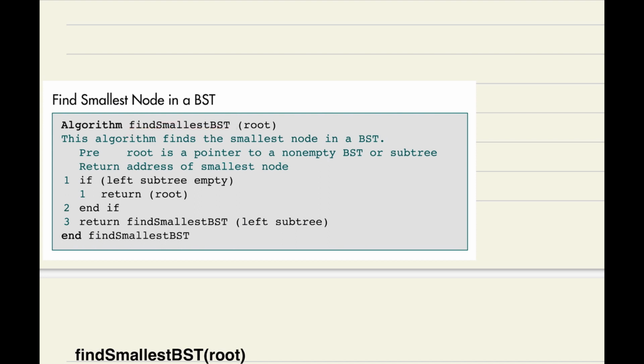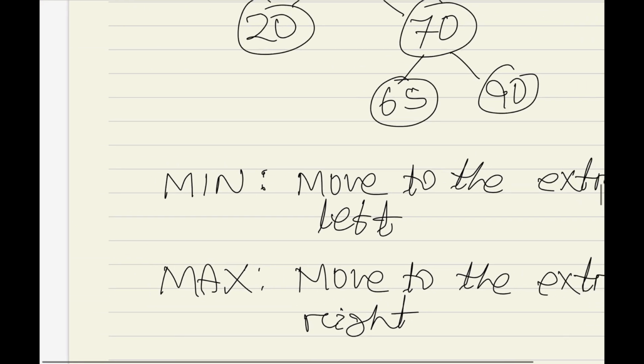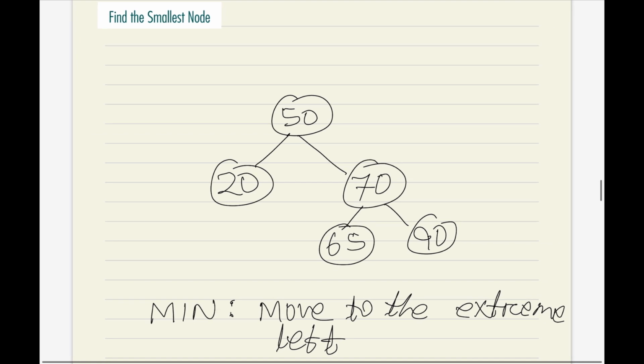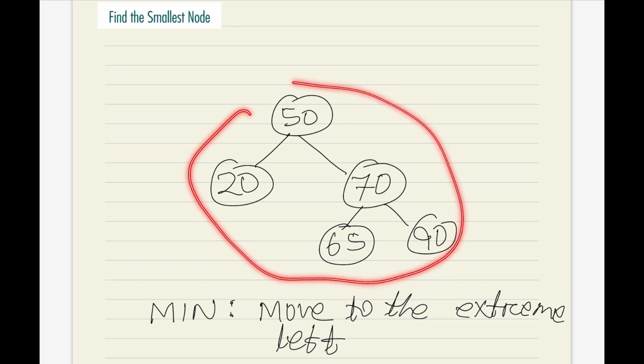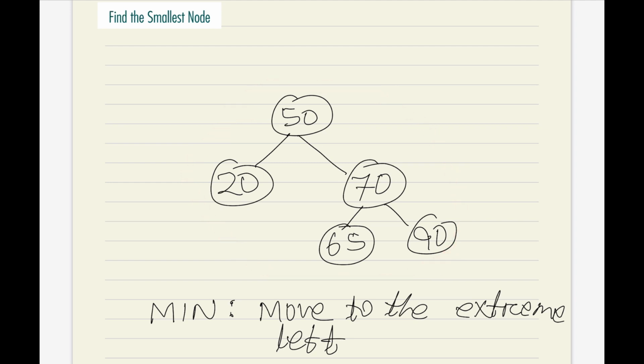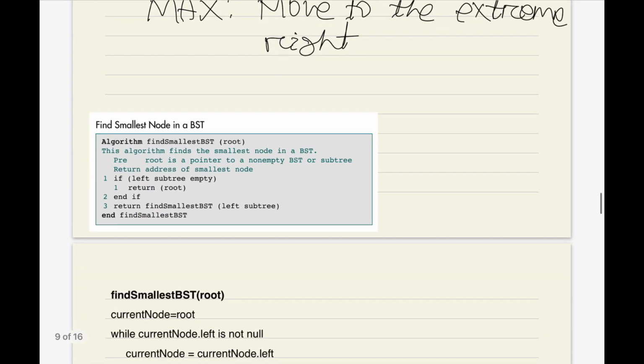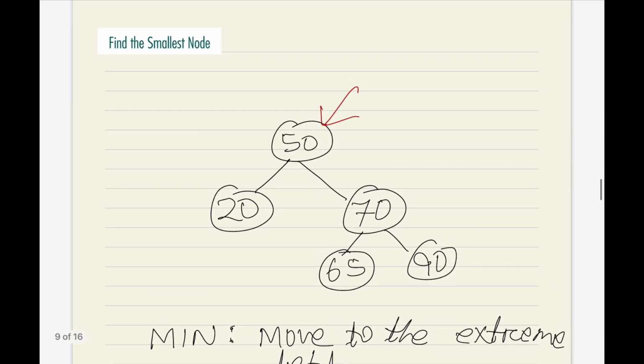Consider the figure like this. We want to find the smallest value or minimum value in this binary search tree, and here the reference to root is given. Now, check whether the left subtree of this root is empty or not. In the first step we are writing, if left subtree empty, return root. Here in the left subtree one node is there, so the left subtree is not empty.